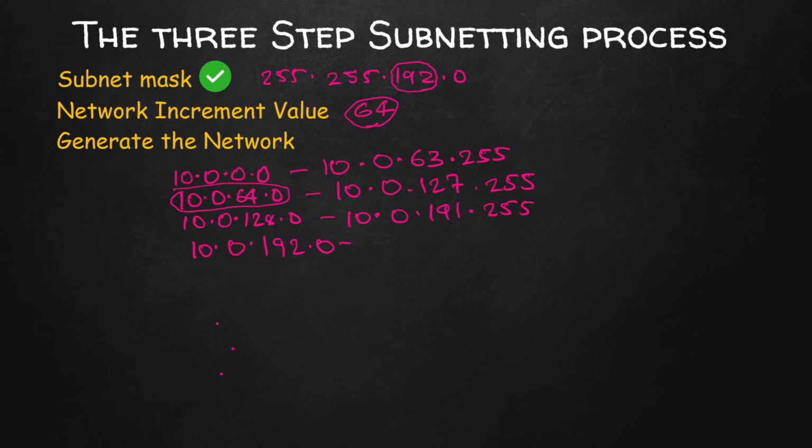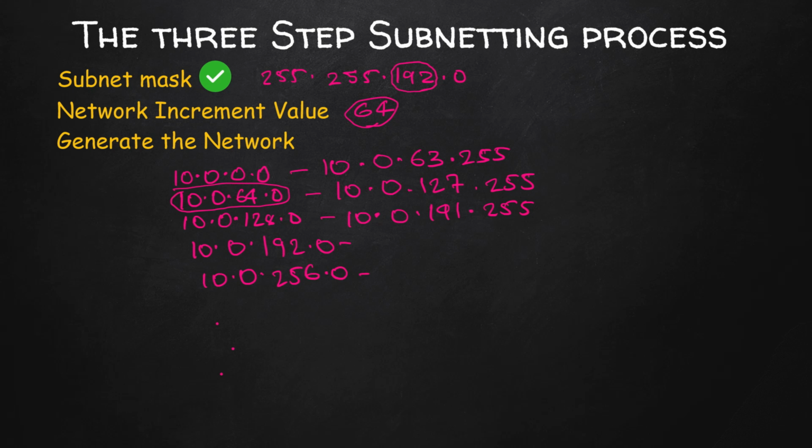Now let's go back to the next network, that is 10.0.192.0. So to get its ending IP address, first we need to find out what is the starting IP address of the next network. So we need to add the 64 into that. So next one is 10.0.192 plus 64 is coming as 256.0.